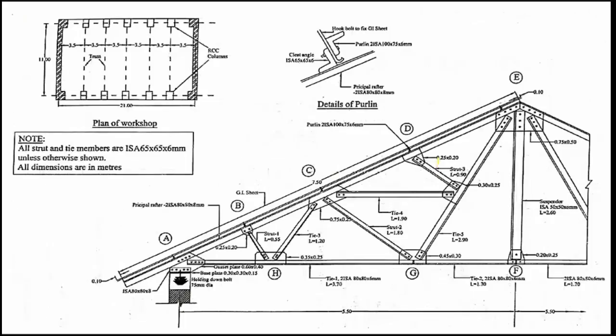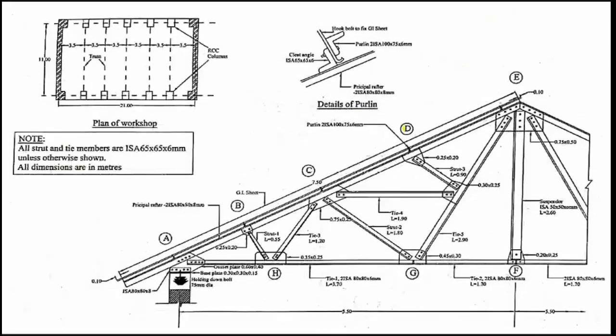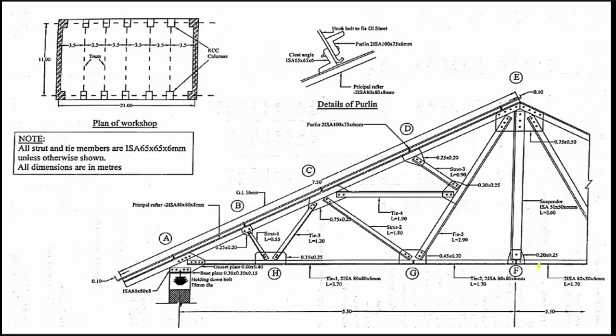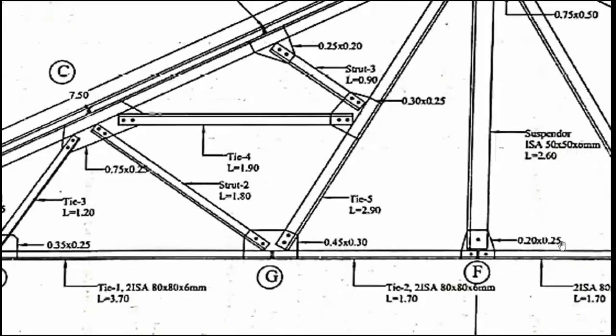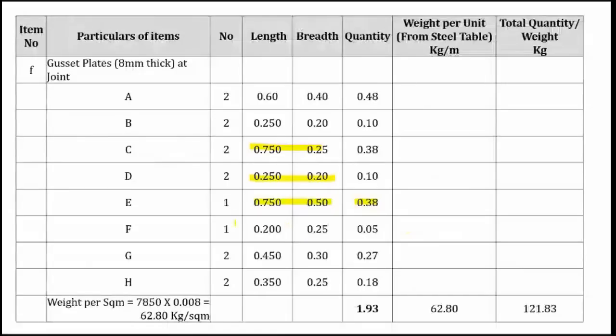Then next joint E. Take care here: at the center we have only one joint, we don't have one on the right side, because this is the center. Therefore this will be only one number of size 0.75 by 0.5, that is 0.38. Then next is F. That is 0.2 by 0.25. This will also be only one number, 0.2 by 0.25.